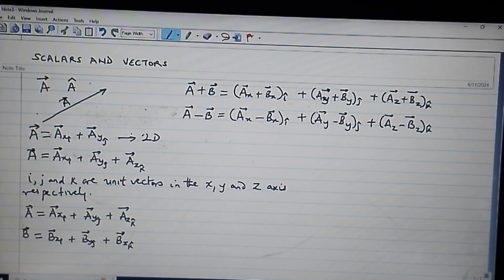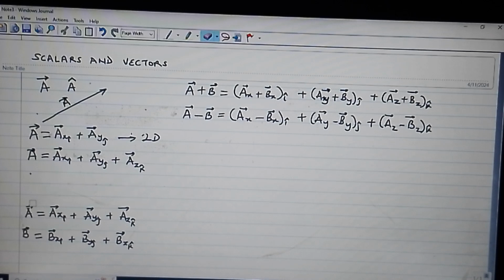So let's look at a problem involving addition and subtraction of vectors. So assuming I have the vector, I'm going to wipe this out so that it doesn't obstruct our work. Maybe I should just take everything off.